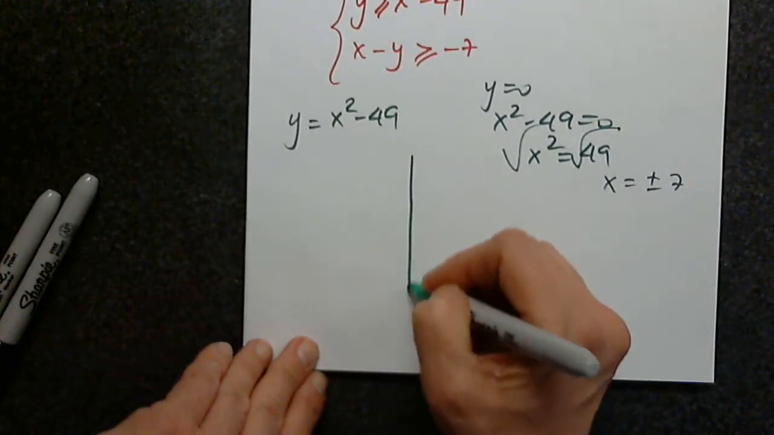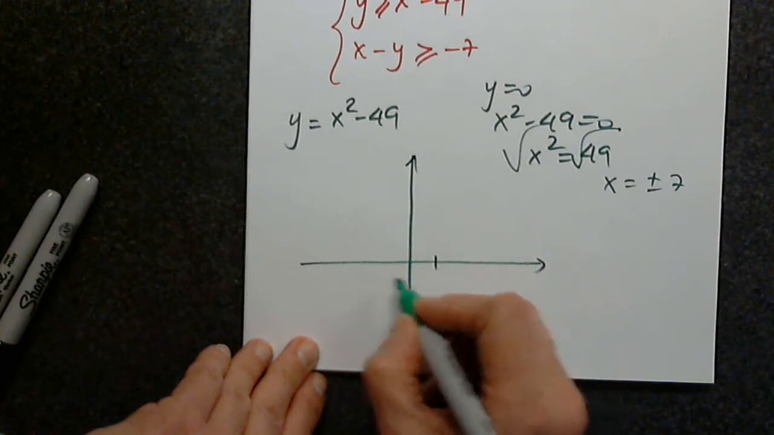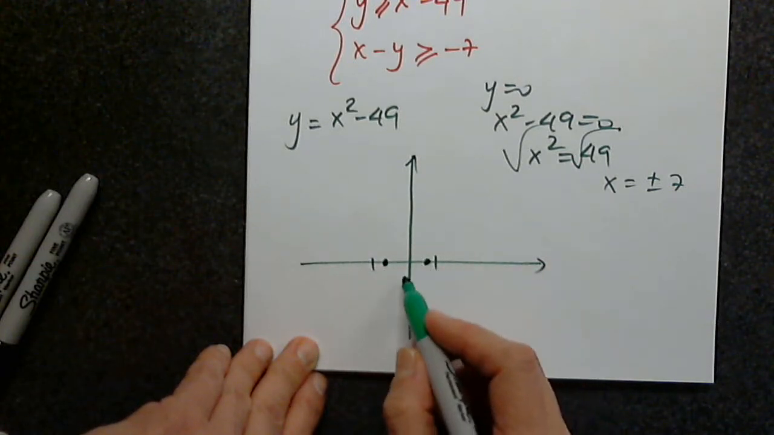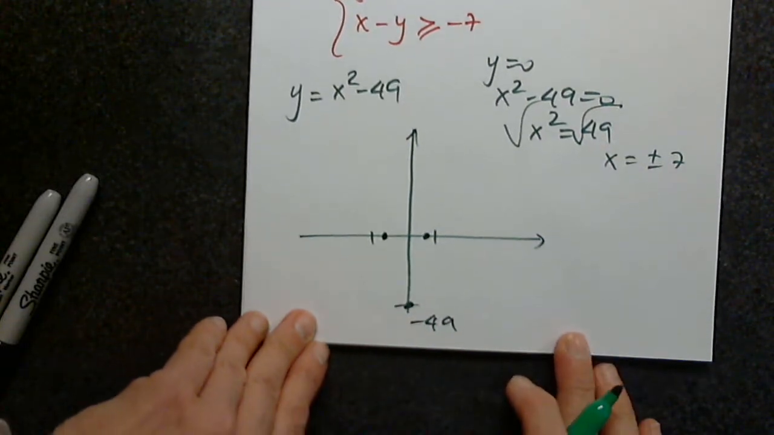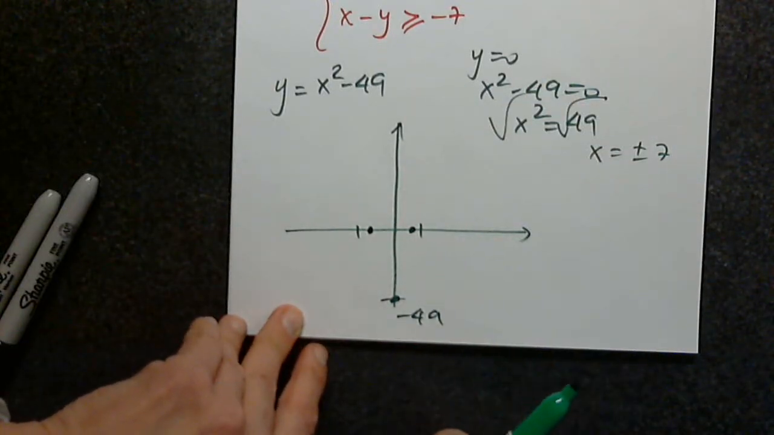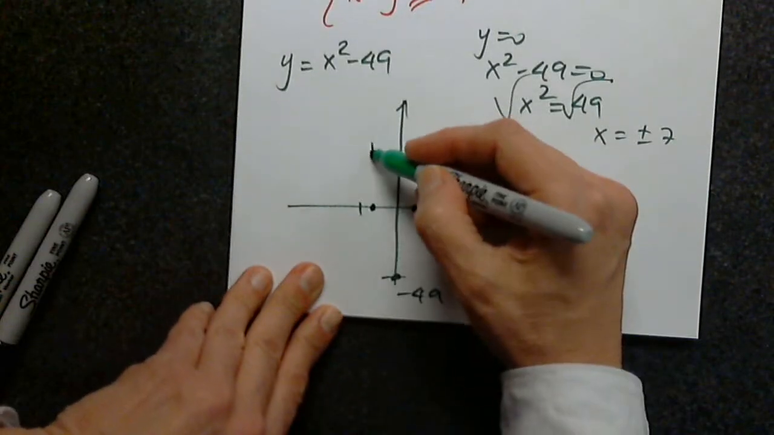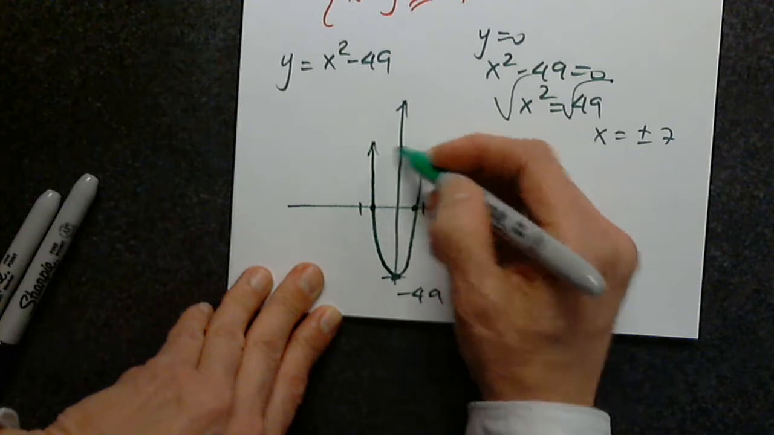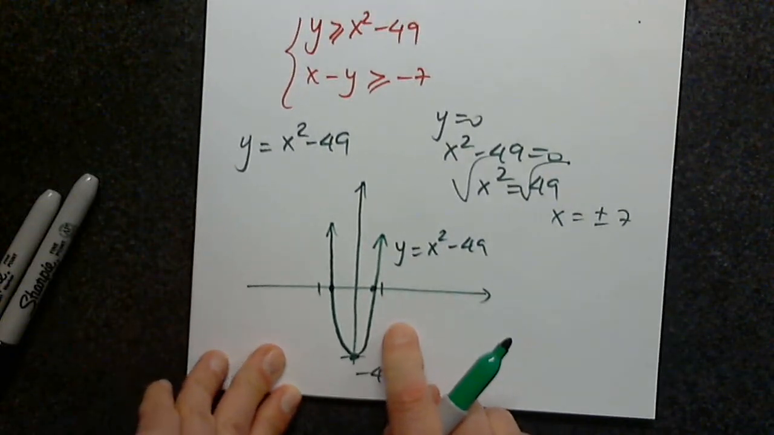So then I know that this parabola will cross at 7 and negative 7, and it will also cross at negative 49. So my scale is off, of course. Do I graph it as a solid curve? Correct. So this is the parabola, y equals x squared minus 49. This is not the inequality.